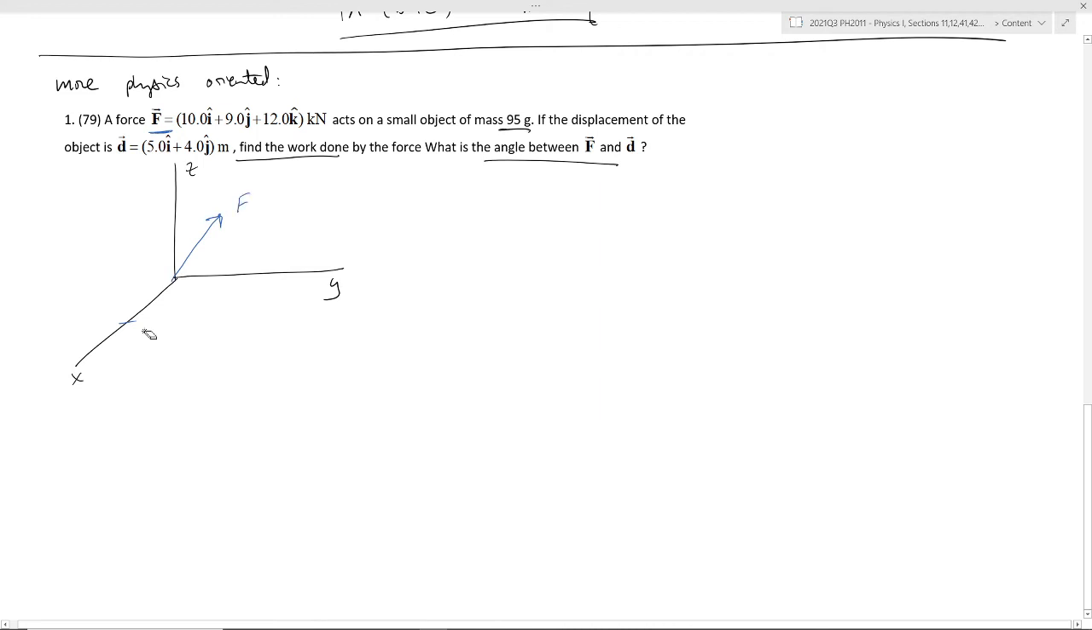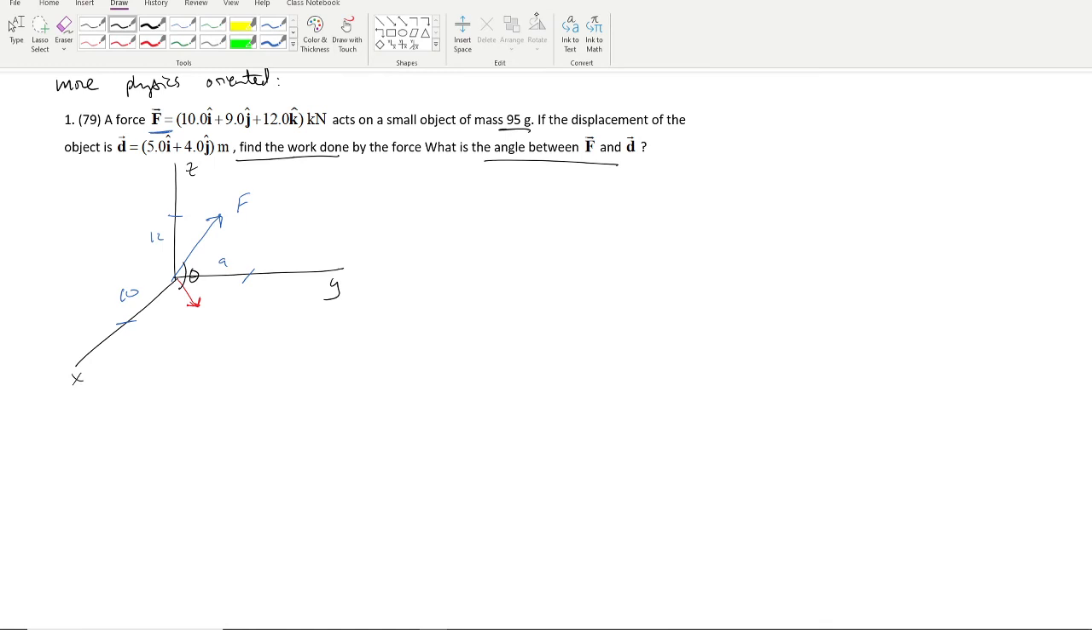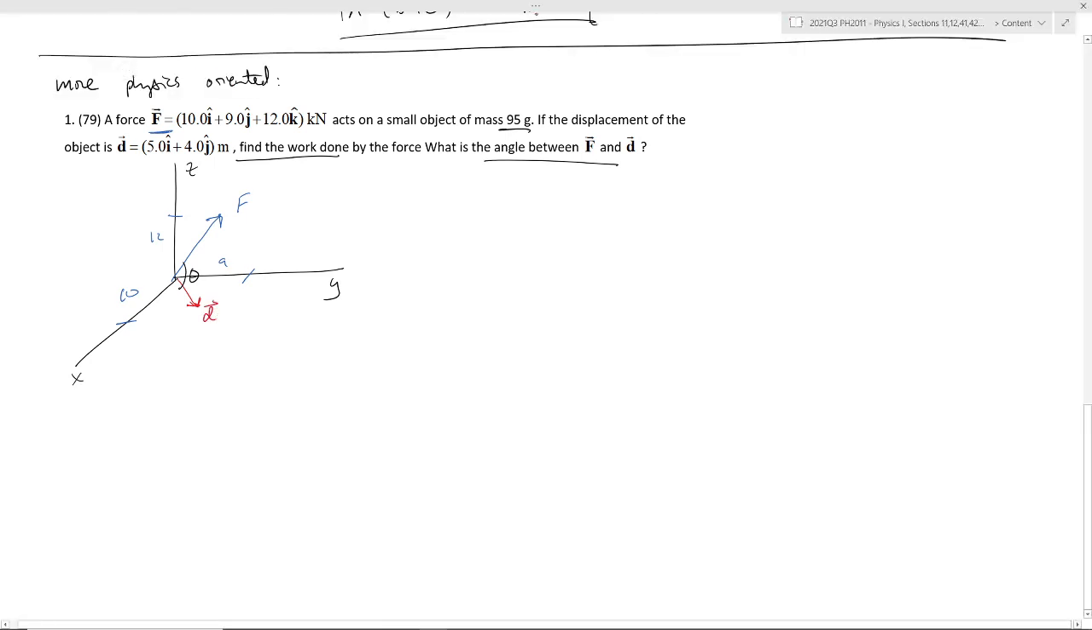Okay. So maybe this could be 10, this is 9, and this is 12. And then let's plot the displacement vector as well. It's different units, but you get the idea. So this would be 5 in i and 4 in j. And notice it doesn't have a k component because there's nothing in the z direction. So this would be a vector that's just in the xy plane. And when we go to visualize the angle between them, we're talking about this angle, the angle between F and d. Like I said, the purpose of this is just so we can visualize that angle to see what we're up to. So now let's do the actual computation.